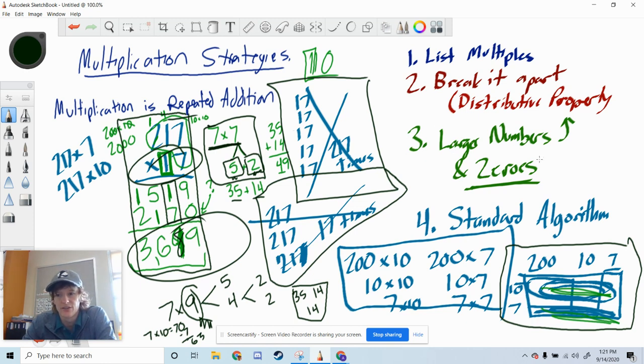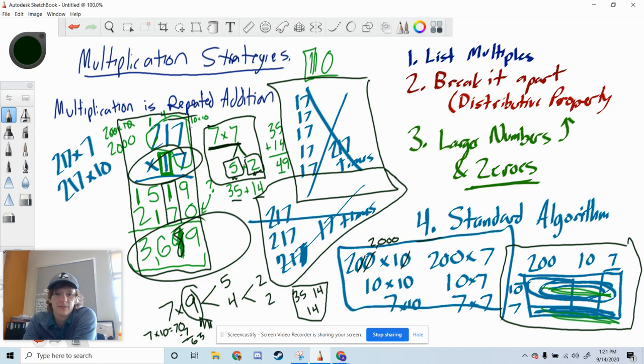This third method was larger numbers and zeros. So that's where we take these zeros off. I know that 200 times 10 is 2. 2 times 1 was 2, and then there's 3 zeros. So that's 2,000. Okay, take those zeros off. Okay, those large numbers, they're not different than what we've been doing. You're just moving the zeros around. You get rid of them, and then you're putting them back on.